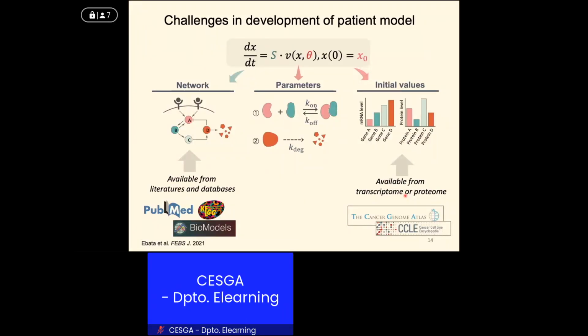But we can convert this transcriptome data to proteome data by modeling. We can estimate the protein level from this transcriptome. The most problematic one is to define the parameter for each patient. So it's not actually easy because the patient sample is mostly taken once.